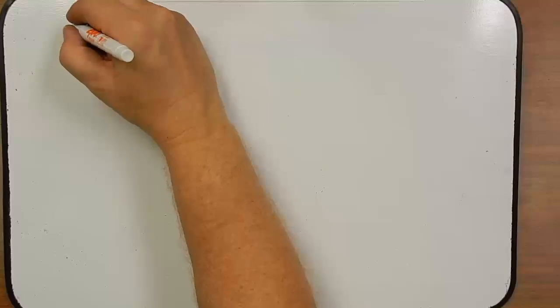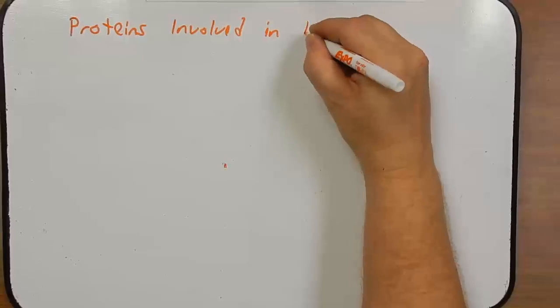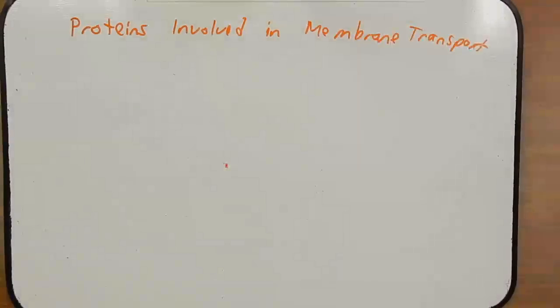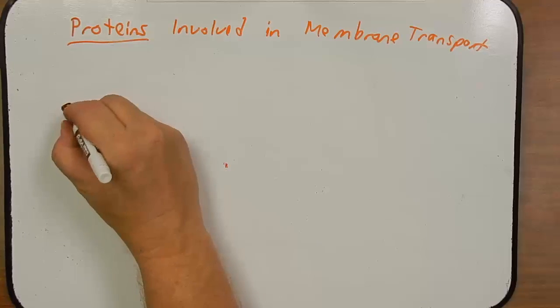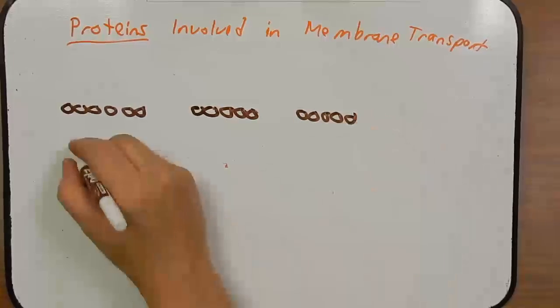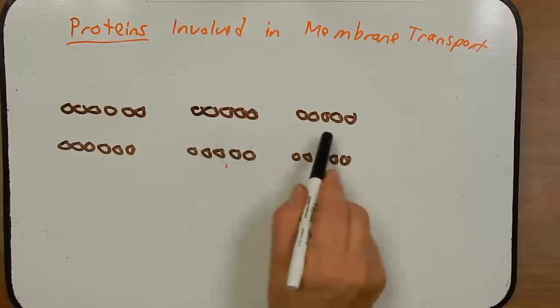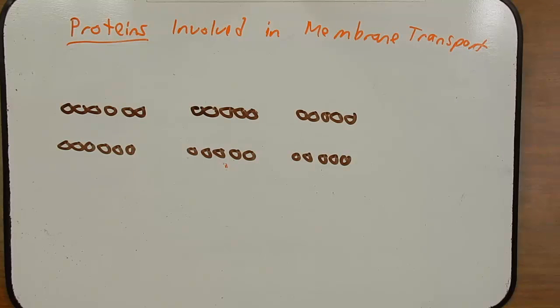Now what I want to mention now are some of the proteins that are involved in membrane transport. Getting some of those molecules across the membrane that are going to have a harder time moving, like the ions or the larger molecules, may require some help from these proteins. So let's draw our membrane. And I'm not going to draw the fatty acid tails here, but you should know that they are there.